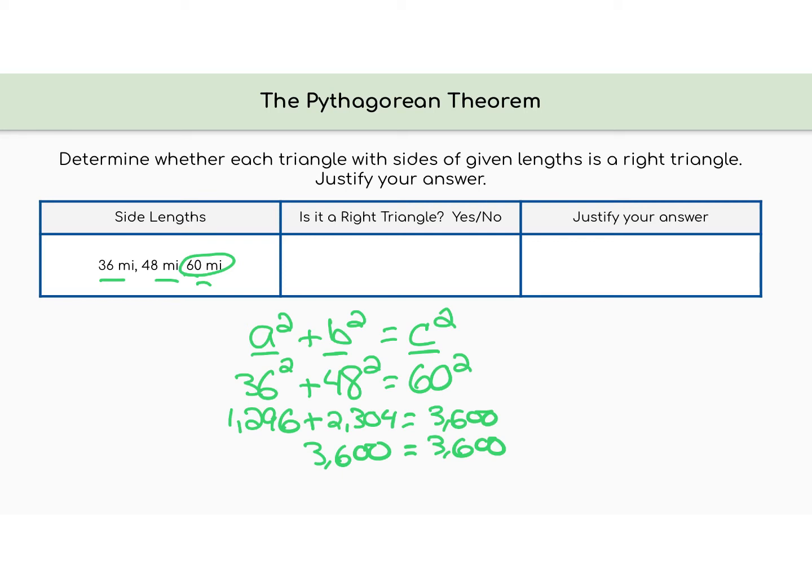So is this a right triangle? The answer is yes. And our justification is right here. That's because when we took the squares of the legs, it equaled 3,600. And that was equal to the square of the hypotenuse, which is 3,600.